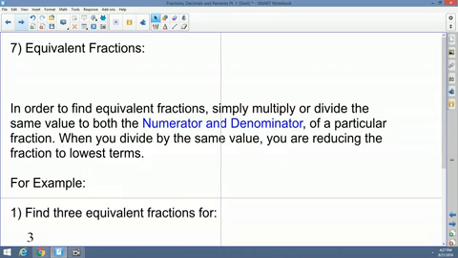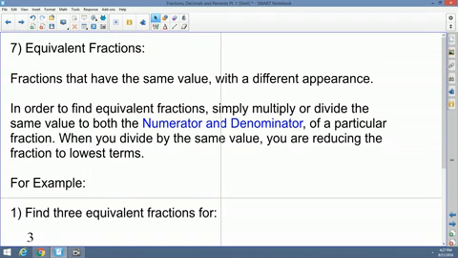Okay. Now, equivalent fractions. Equivalent fractions are fractions that have the same value with a different appearance. It's that simple. In order to find equivalent fractions, simply multiply or divide the same value to both the numerator and denominator of a particular fraction. When you divide by the same value, you are reducing the fraction to lowest terms, just so you understand that.